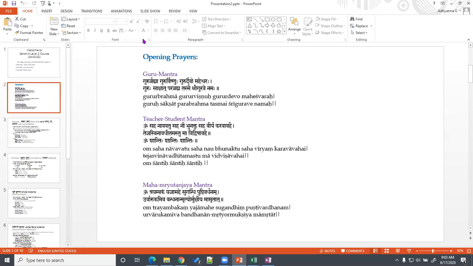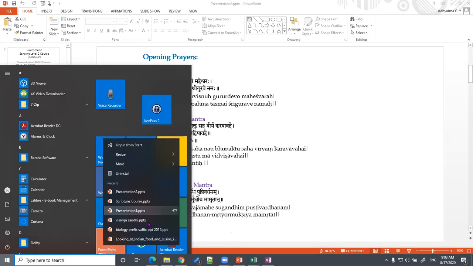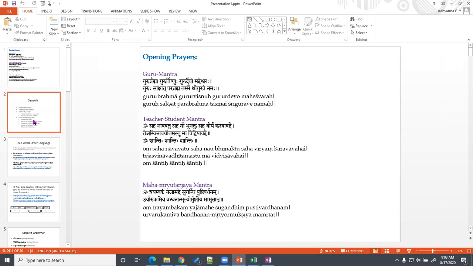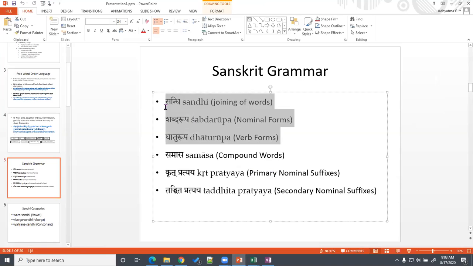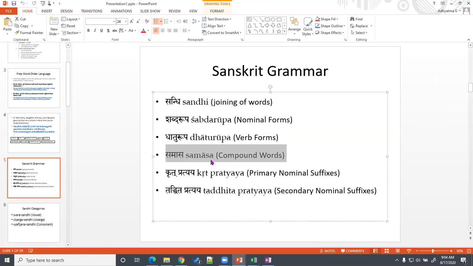Welcome everyone. Today we'll start a new topic for our course, that is Krut Pratyaya. If you remember, we decided that Sanskrit primarily has these major topics in Sanskrit grammar, and we did Sandhi, Shabdroop and Dhaturoop in our course 1, Sanskrit 01. We revisited some of these topics in Sanskrit 02. Then we did Samasa, not exhaustively, but we did some part of Samasa in our course Sanskrit 02. And Krut Pratyaya, that is what we will do today.